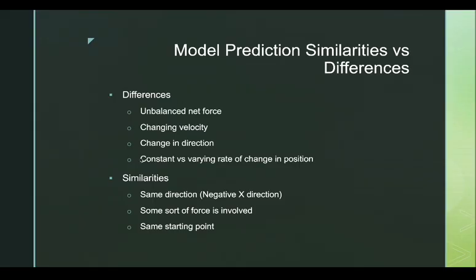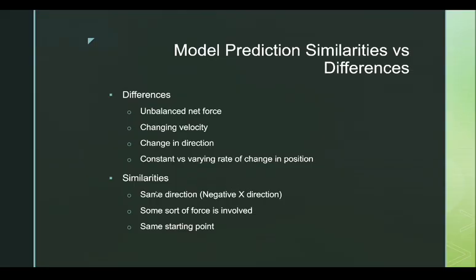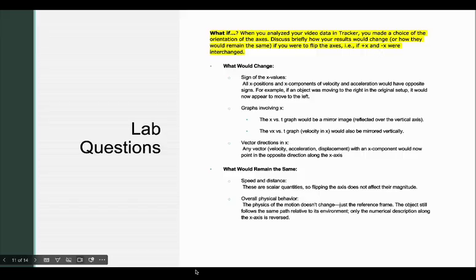And of course, constant versus varying rates of change of position that I just talked about, the rates of change are completely different for both models. For similarities, both data are increasing in the same negative x direction, and there's some forces being applied since both are assuming that the object is changing in displacement. And same starting point at 0 time, since there's no constant velocity that's being updated yet for the starting point.